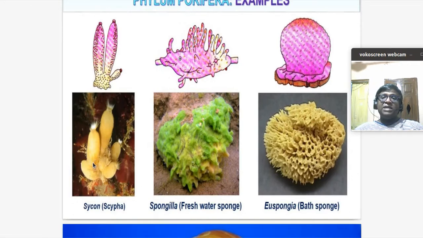Cycon is commonly called Scypha. Spongilla is commonly called freshwater sponge as it is found in freshwater. The other sponges are all marine forms. They are found in seas and oceans. Euspongia is commonly called the bath sponge.